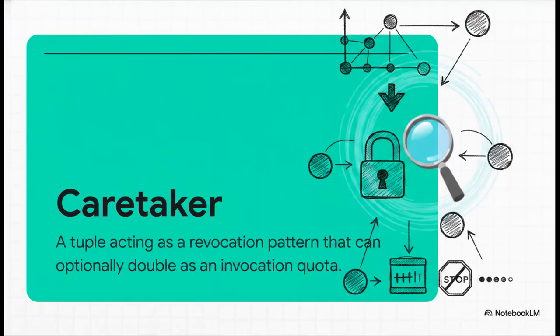Let's get into Section 3, Caretakers and Callables. We mentioned caretakers operate over single callables. Well, just like in classical OCAP, they act as a revocation pattern. But a unique twist here is that caretakers in Merg-E can actually double as invocation quotas. You can strictly limit the number of times a proxy function can be executed before it automatically revokes itself, which is incredibly useful in a Web 3.0 context.